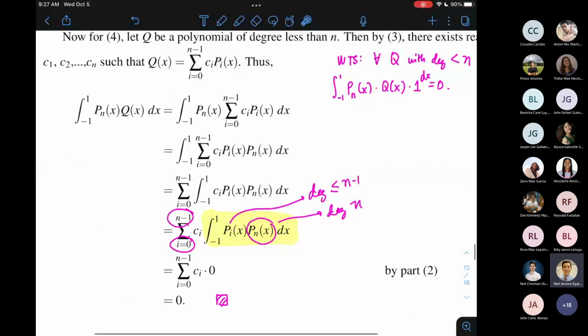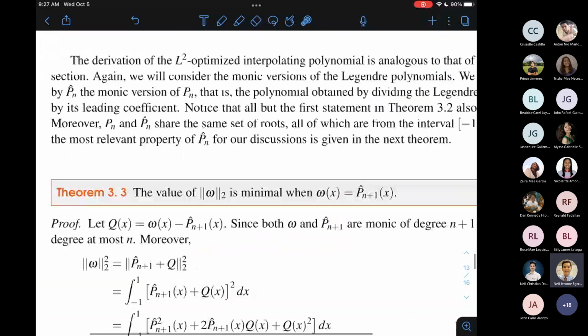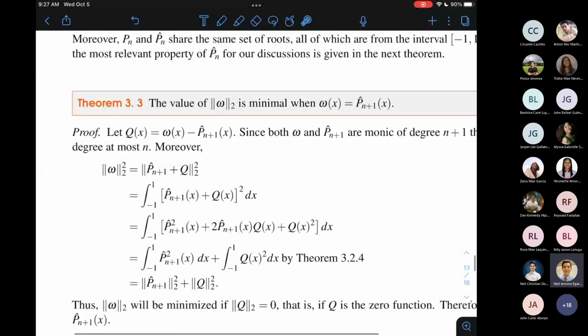And I'll use these properties para ma-prove yung theorem 3.3, which is basically what we want. Ito yung magsasabi sa atin na si omega, dun sa error ng interpolation, siya ay minimal kapag ka si omega ay equal sa degree n plus 1 monic Legendre polynomial. And that's where we will start on Friday.